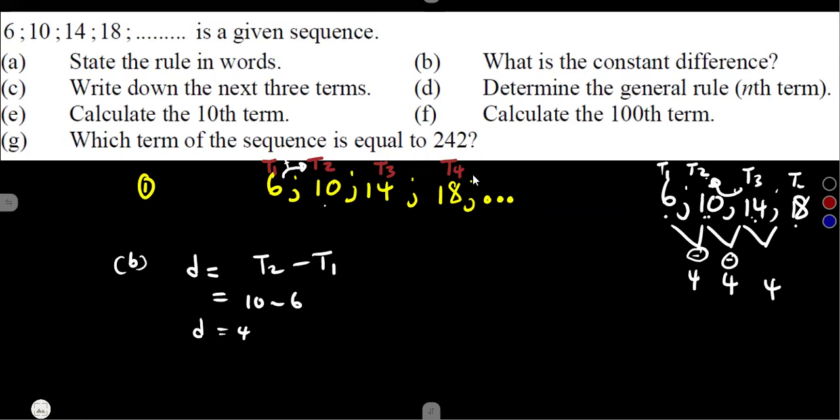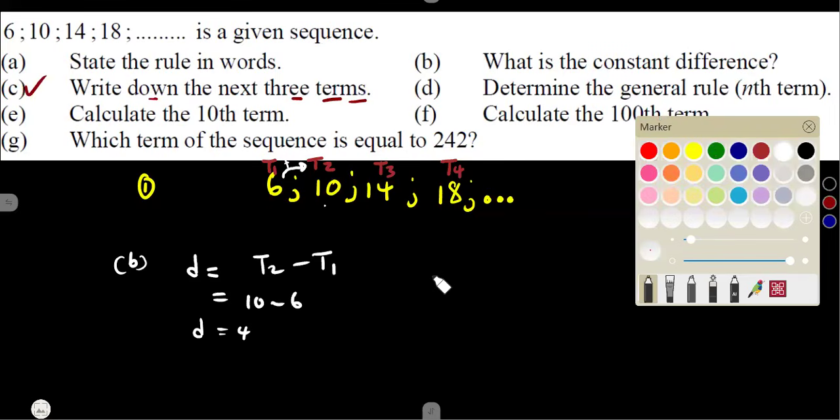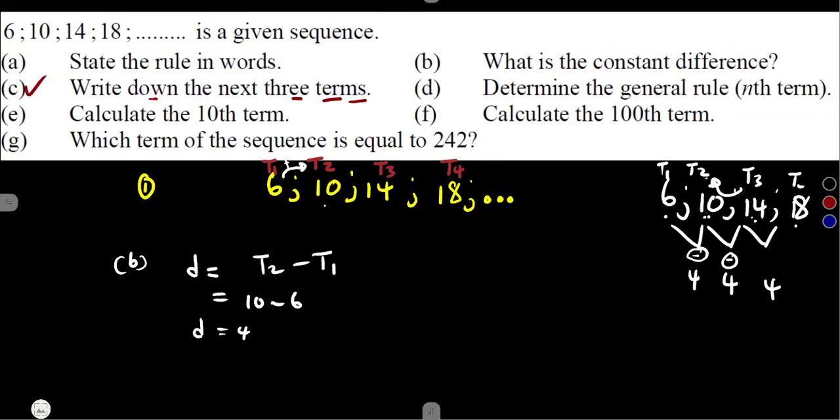On C, we are being asked to write down the next 3 terms. From here, what will be the next 3 terms? Guys, remember the concept. We wrote this in words, that from one term to another we are going to be adding a 4. Remember, that was our part A in words. So from where we are here at 18, we're going to add a 4 to get the next term.